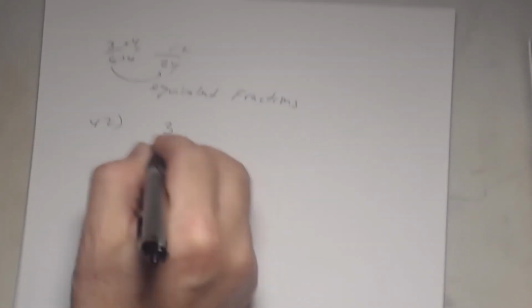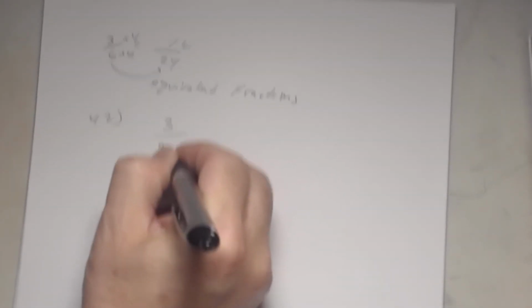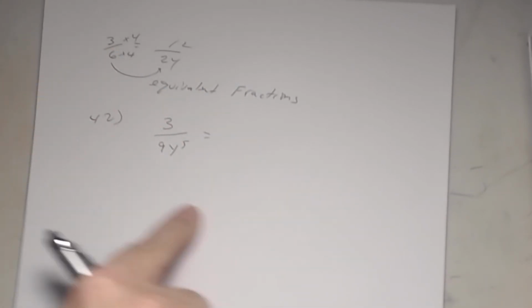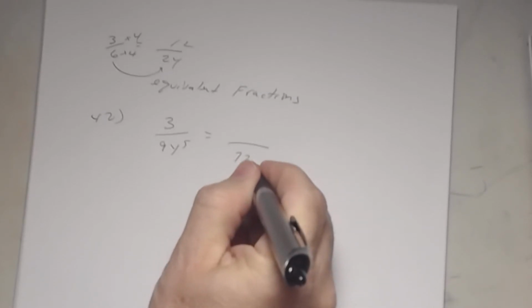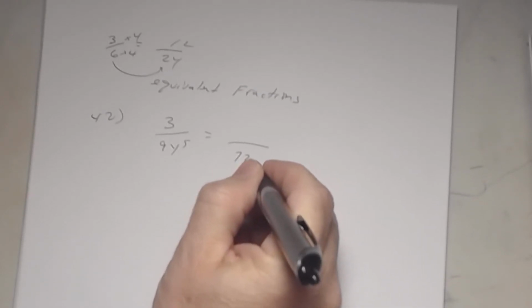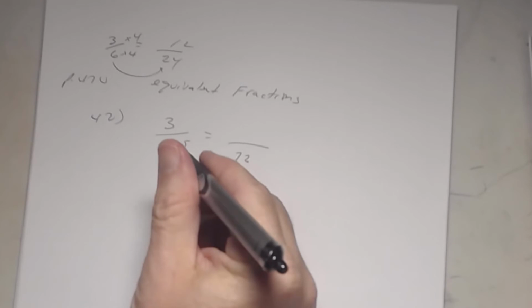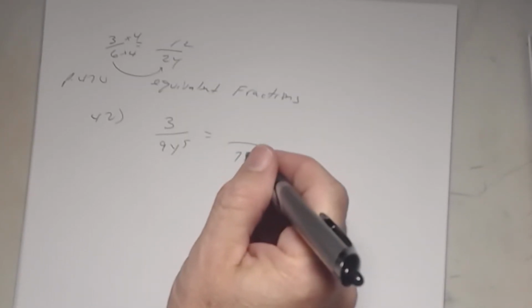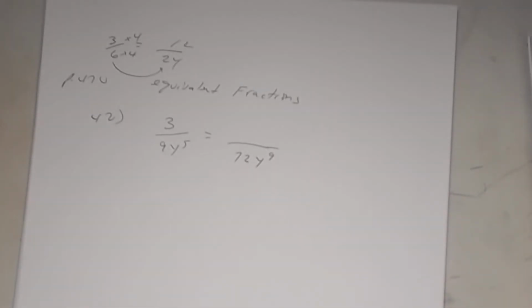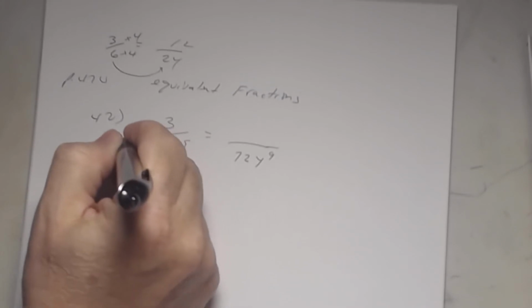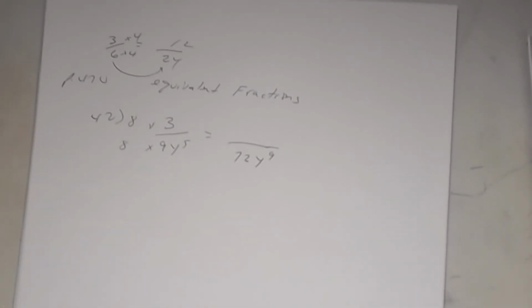Okay, 42, you have 3 divided by 9y to the 5th. Now listen carefully. You want to write an equivalent fraction that has this denominator. This is page 470, I'm sorry. So you want to rewrite this fraction so that it has a denominator of 72y to the 9th. It's not that difficult. 9 times what is 72? 8. So I have to multiply the denominator by 8, and I have to multiply the numerator by 8. So that takes care of the 8.